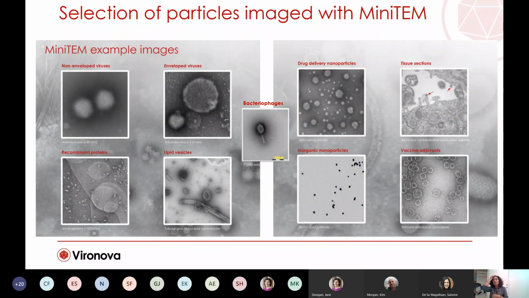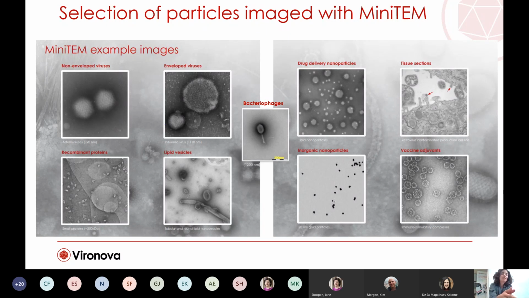And we can, of course, look at a whole range of particles. I just wanted to show you a quick example of some of the things that we have imaged and that we image on a regular basis. So we can look at non-enveloped viruses here. To your top left, you can see adenoviruses. We can look at enveloped viruses, so pleomorphic virus particles. This is influenza in this image, and if you look closely, you can see some spikes that you can detect.